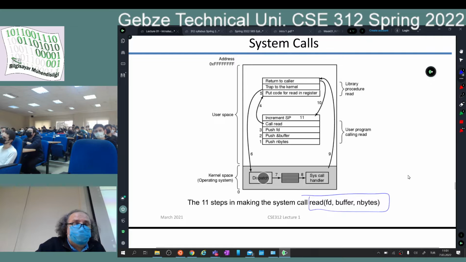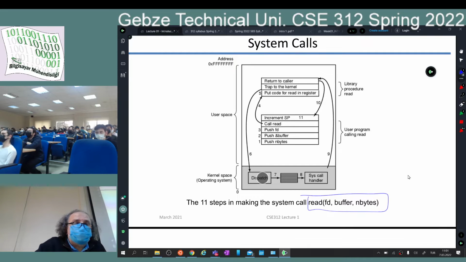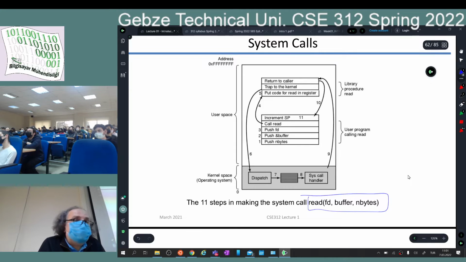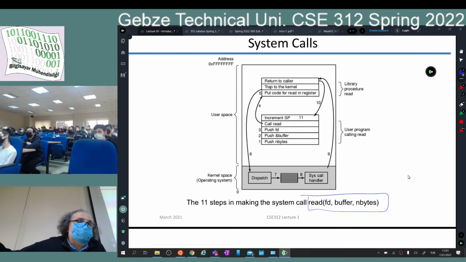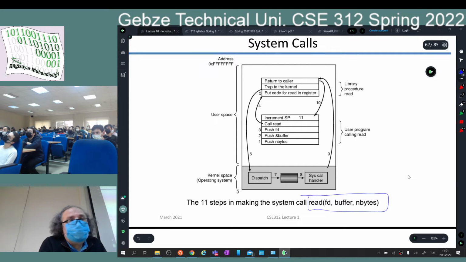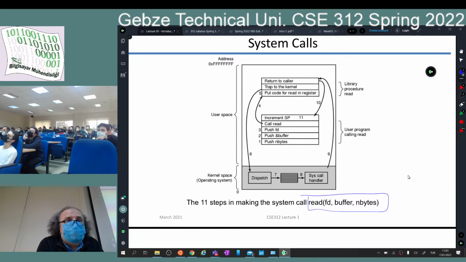The CPU is in kernel mode, but now the operating system has taken over, and the operating system finds the handler of that read system call, handles it, and puts the data in the buffer, whatever the buffer is. Then the scheduler takes over and lets one of the processes which are ready to run use the CPU. That's what happens with the system call.